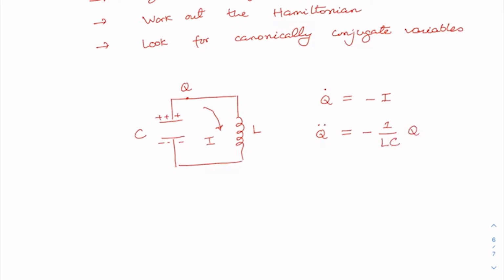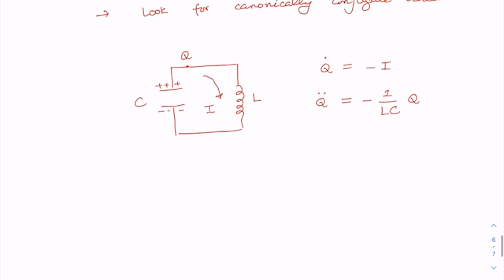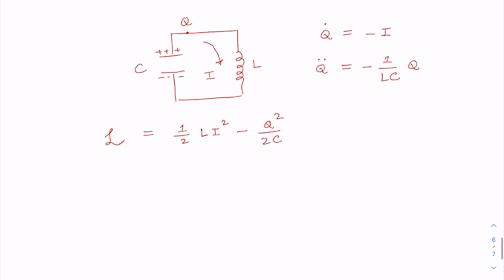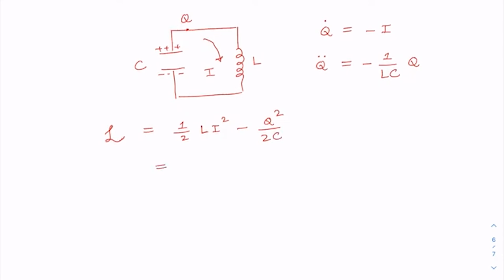Now because we know this equation of motion, we can straightforwardly guess the Lagrangian of the system, that is, L is equal to half L i square. You see I'm using a different L here. This is for the Lagrangian and this L represents the inductance, minus Q square by 2C. Q here is the generalized coordinate, so I have half L Q dot square minus Q square by 2C.